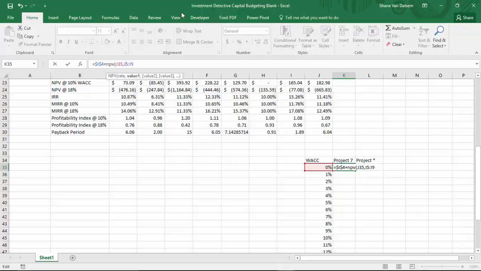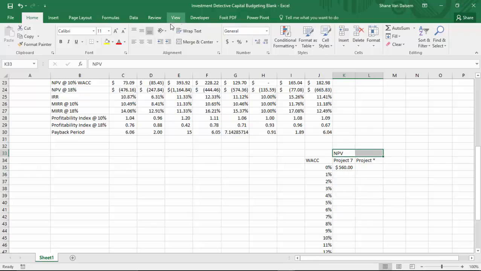I'm going to put my cursor here on I5. I'm going to do the same thing. I'm going to press F4. It locks it in place. And then I'm going to put in F4 here again, so it locks my range of cash flows in place. I press enter. So project 7's NPV at a weighted average cost of capital of 10% is $560.